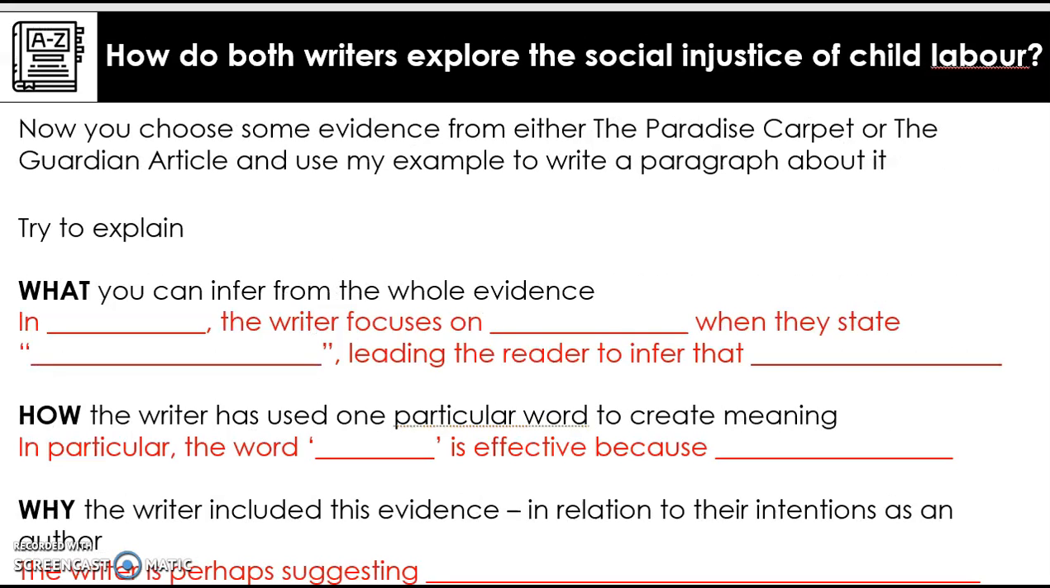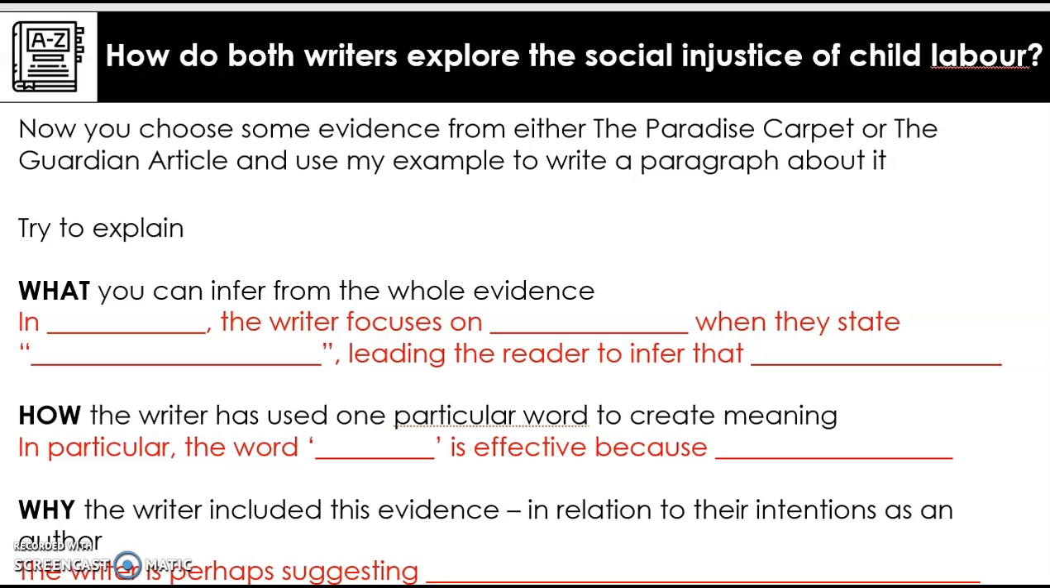What I'd like you to do is choose some evidence from either the Paradise Carpet or the Guardian article and use my example to write a paragraph about it. Try to explain what you can infer from the whole evidence. And I've given you a sentence parameter here, or a bit of a writing frame. You don't have to use it. You can use your own thing, as long as you focus on covering the what, the how, and the why.